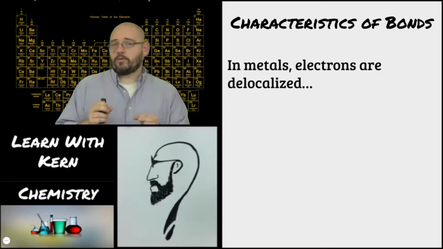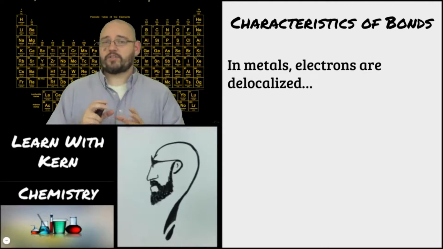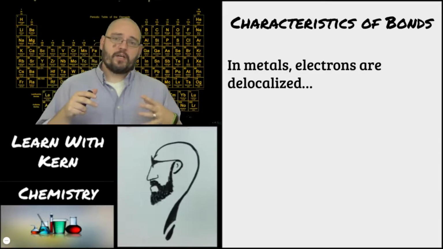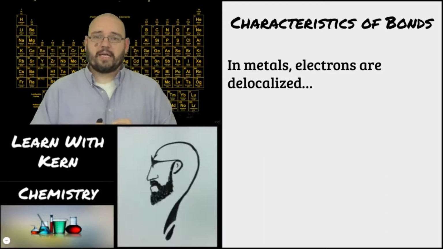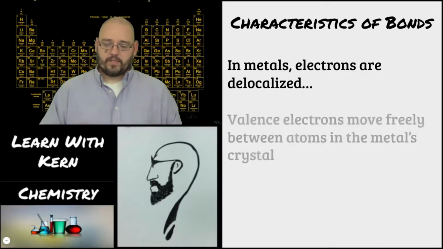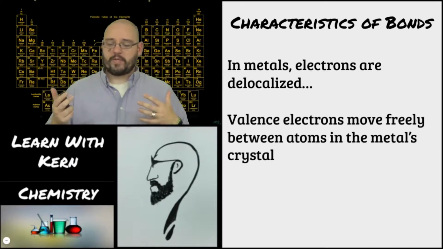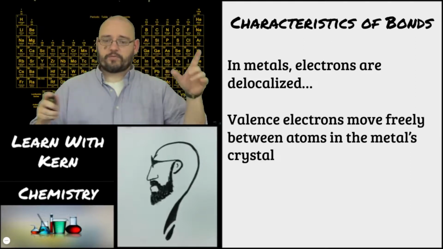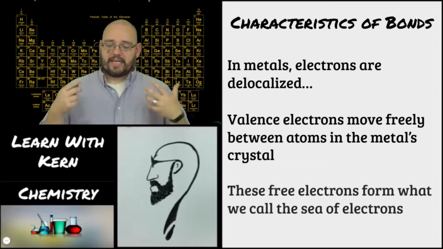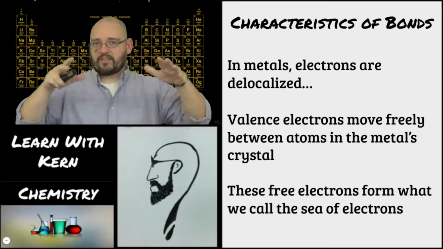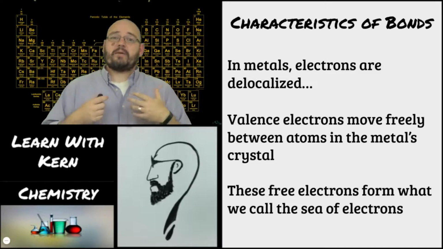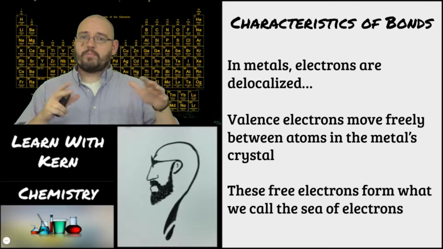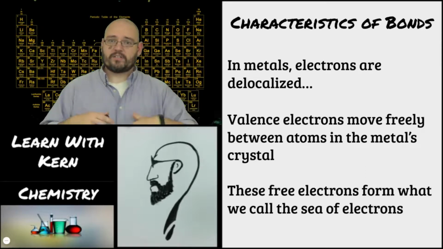Now, in metals, what makes it a metallic bond is that electrons are delocalized. Those valence electrons are loosely held by their parent atom, and so they're free to move between atoms. Those valence electrons move freely between atoms in the metal's crystal structure, in its arrangement of the atoms. Those electrons are free to move around and move through it, and we call that a sea of electrons, right? Because the valence electrons move around, which is why we also said that metals have variable valences. They're kind of free to move.